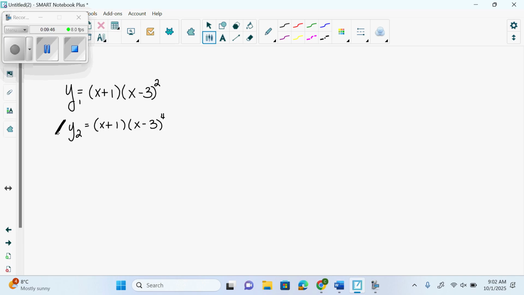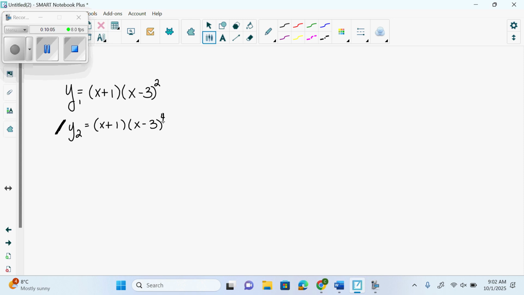Oh, wait. (x minus 3) to the 4. Yeah. Oh, jeez. So what is it doing? Does it look very similar to the previous one? At the x-axis? Yes.